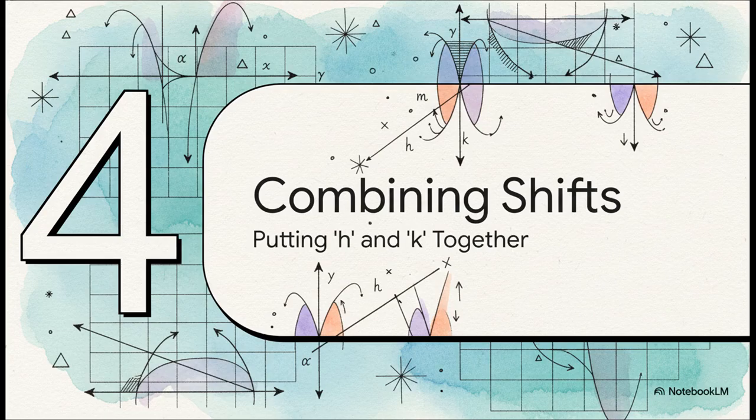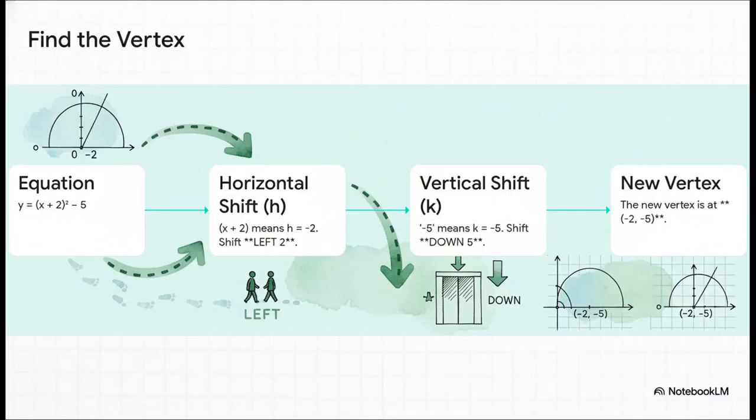All right, this is where it gets really fun. We've moved it up and down, we've moved it left and right. You know what that means, right? We can now combine those powers and send our parabola absolutely anywhere on the grid. So let's put it all together. Let's find the vertex of y equals (x plus 2) squared minus 5. Don't let it intimidate you, just read it piece by piece.